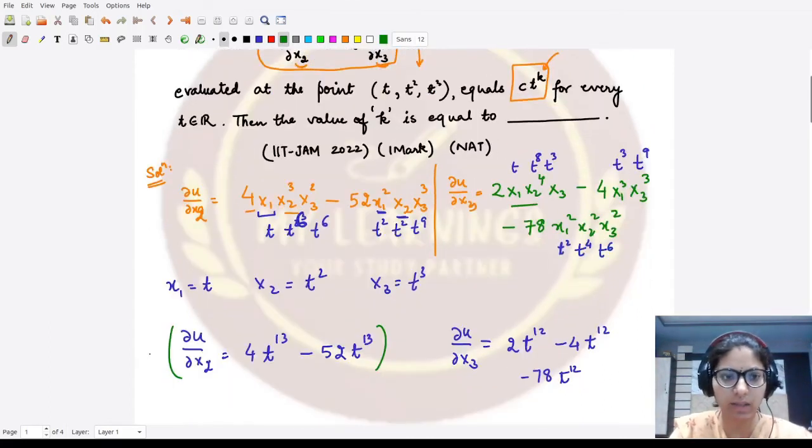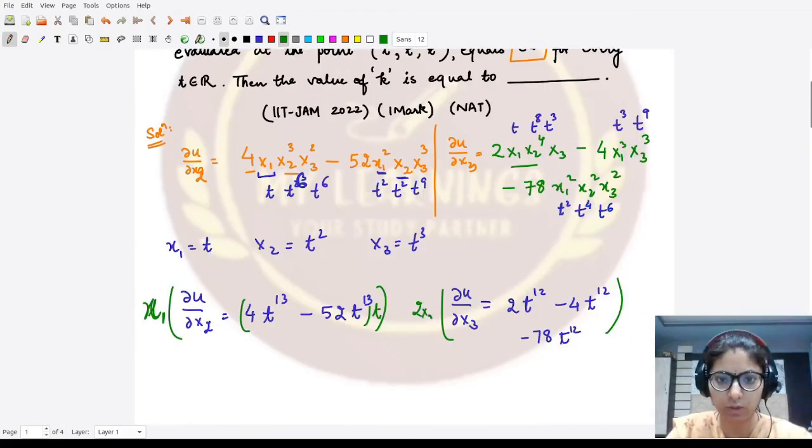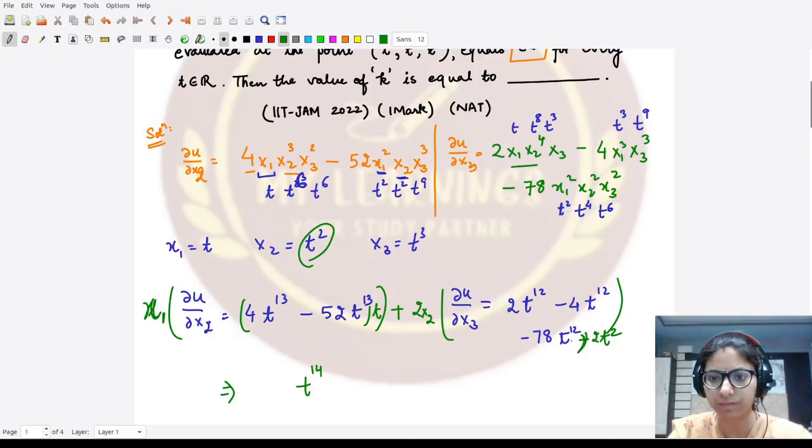So we have to multiply the whole of this term by how much? x1. x1 is nothing but your t. So here I am writing x1, here I am writing t, right? And we have to multiply the whole of this term by 2 times x2. So 2x2, that here we have to multiply by 2. What is x2? x2 is t square, right? So let's see what we have here. When you multiply by t, we would have some power t to the power 14. Here we would also have t to the power 14 only, right?